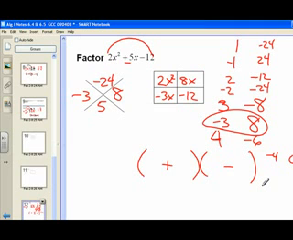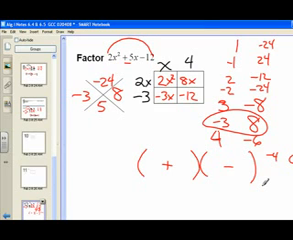Here, what is the greatest common factor of 8 and negative 12? It's a 4. So we're going to take a 4 out on this one. Of 2x and 3x is an x. All I'm going to get out is an x. 2x squared and 8x, what's the greatest common factor? It's going to be a 2x. Negative 3 and negative 12 is a negative 3.